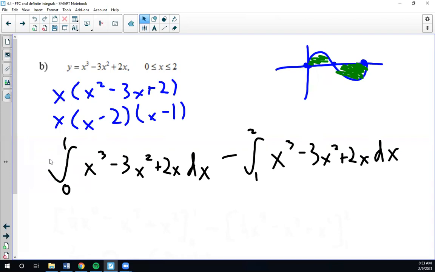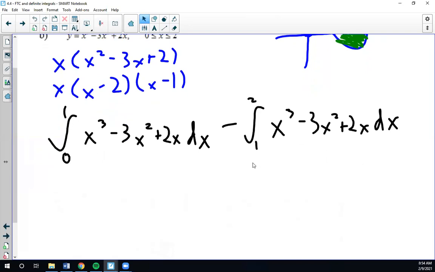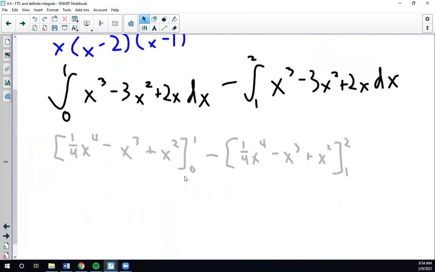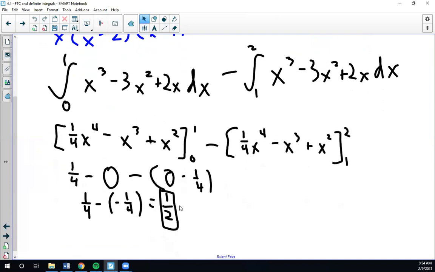So what this is going to do is it's not going to touch the integral from 0 to 1. It'll still count as positive, like we want it to. But then the integral from 1 to 2 would have been negative if we hadn't just subtracted it so that it counted as positive. And so now that total area will work itself out, et cetera, 1/2.